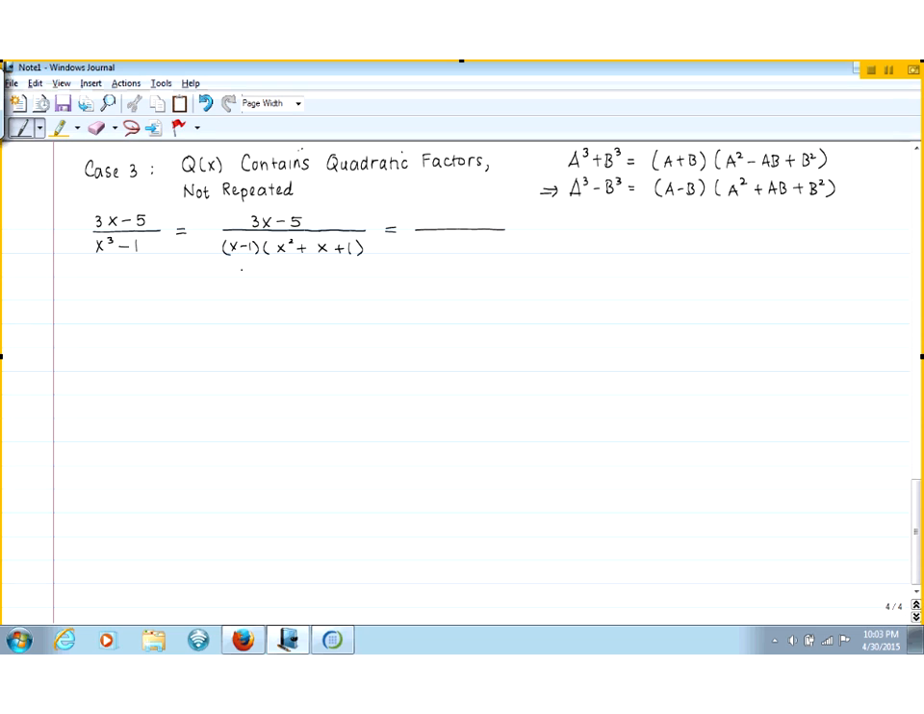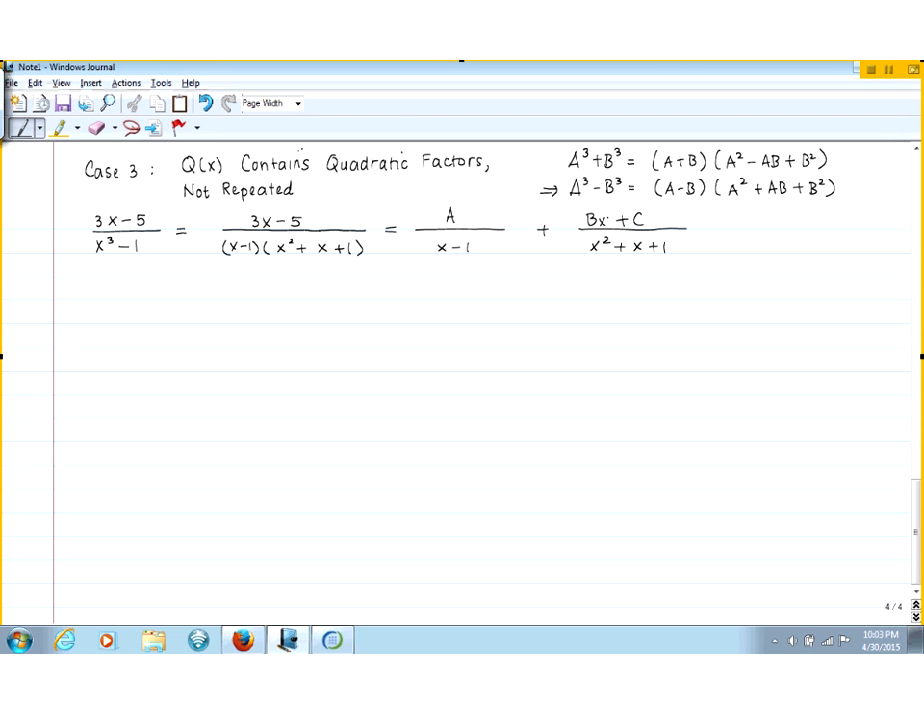Now let's look at these. Probably I have to write it a little bit bigger. So this is linear. So on top, I will just have a constant, 1 degree less. And the bottom, I have x squared plus x plus 1. In this case, this is quadratic, right? So I'm going to write bx plus c. So 1 degree less, then you will have something that consists of x, so linear, and a constant.